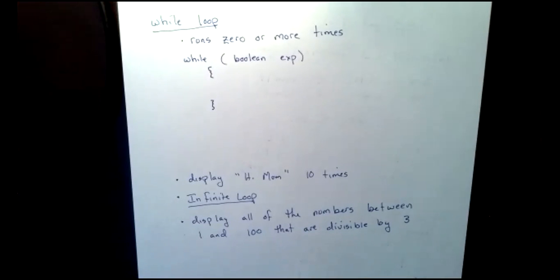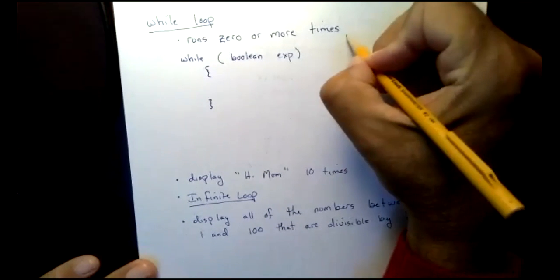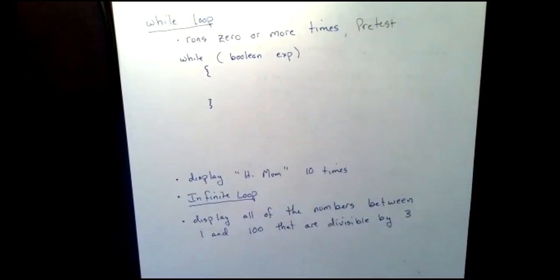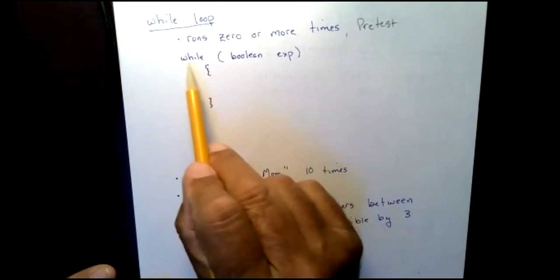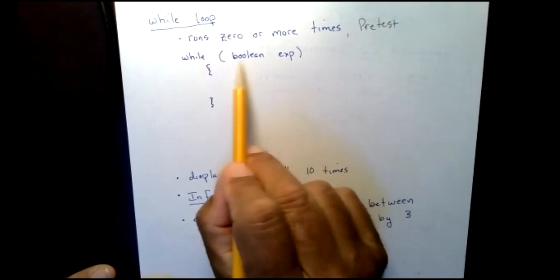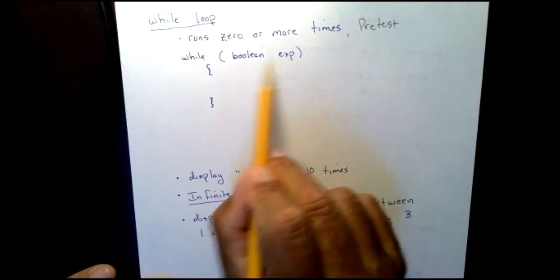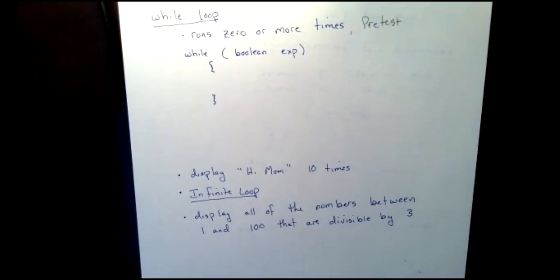Again, the while loop, that's the first one. It runs 0 or more times. This was the pre-test. And you've seen in the code listings examples of a while loop. I start with while, I come with a Boolean expression, which is going to be my check, and then I have the body.